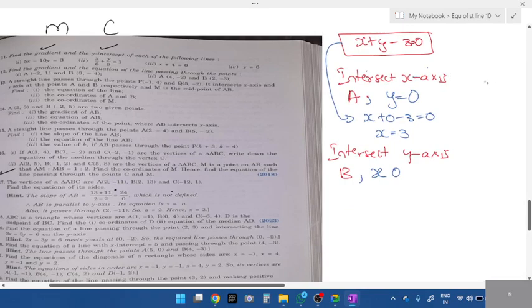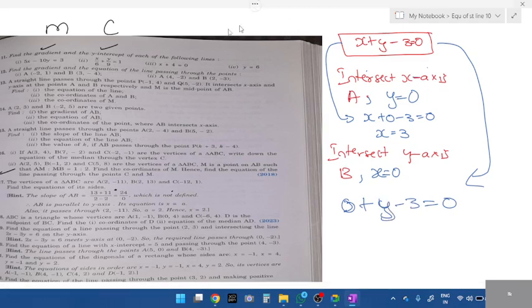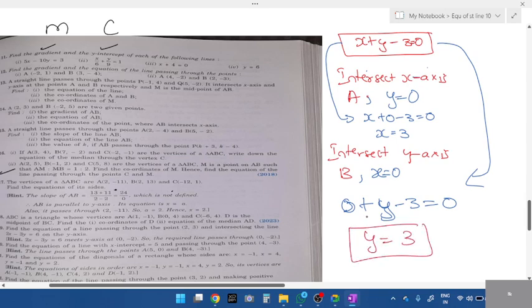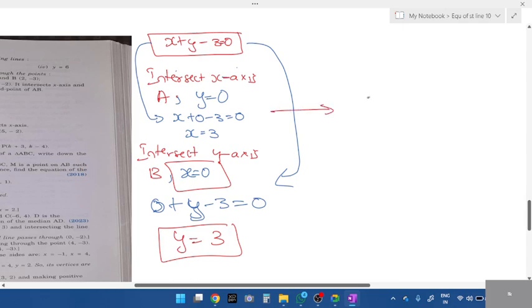Now tell me for y, use the same equation. Tell me for B, students. X is 0, so 0 plus y minus 3 is equal to 0. What's the answer? Y is equal to 3, right? Now let us find the coordinates of A and B. Look here. For A, x is 3, y is 0, students. What's the answer? For A it is 3 comma 0.